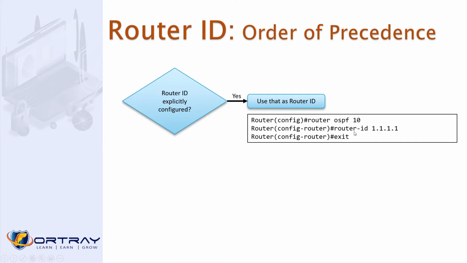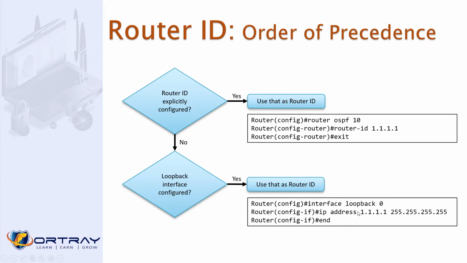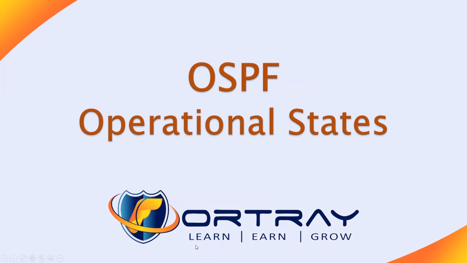If not, then it uses the loopback interface configured as the router ID. For example, for any loopback, whatever the IP address is, smaller or larger or whatever it is, it uses that IP address as the router ID. If not, it uses the highest active interface IP address.